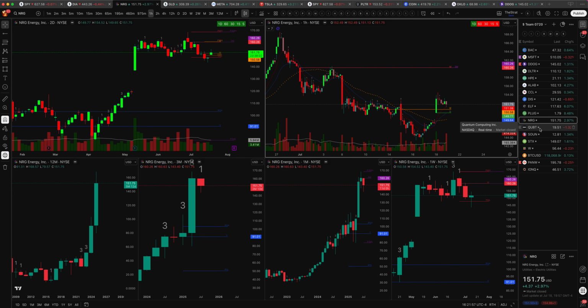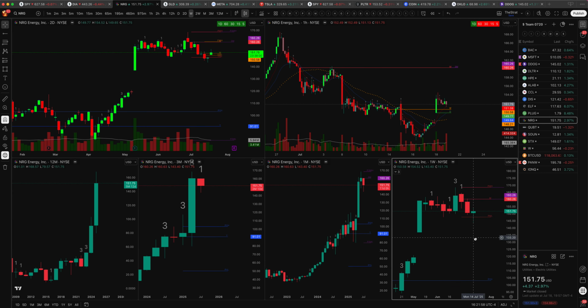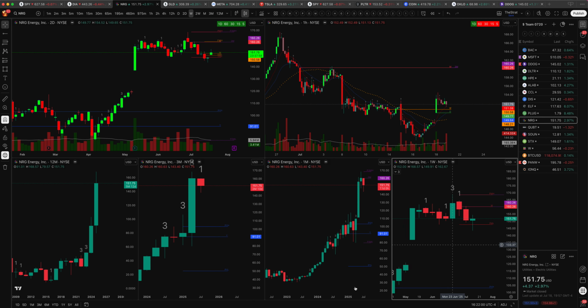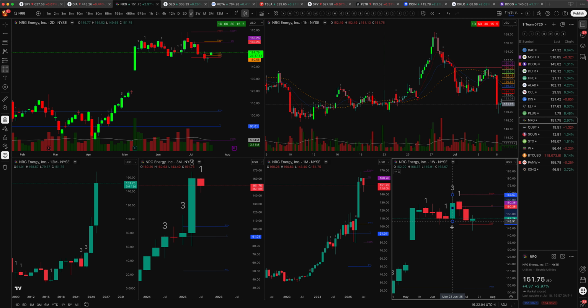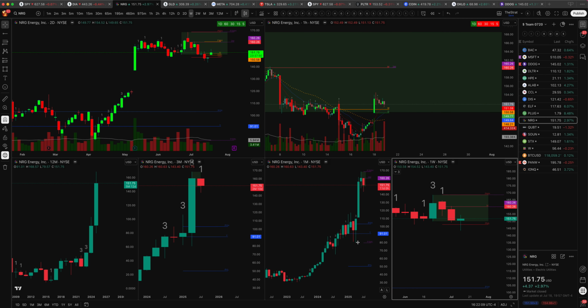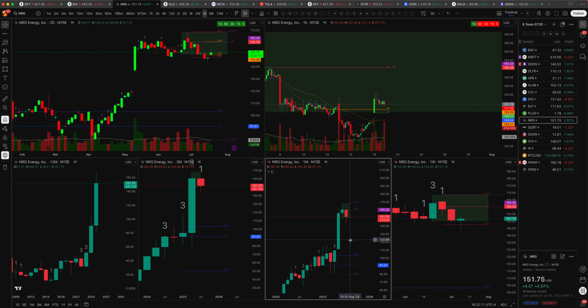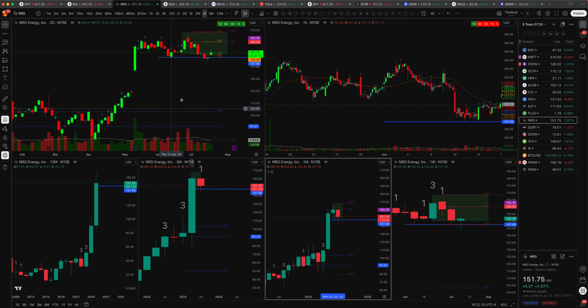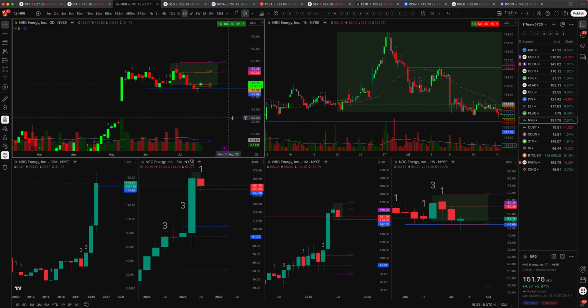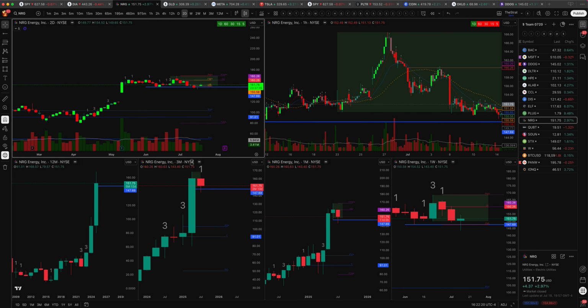QUBT, that's a crowd favorite. Oh, this one's gorgeous. Look at this. Right, you reclaimed the previous month low already. And you guys know what sector that is? I mean, energy, but what kind of energy?